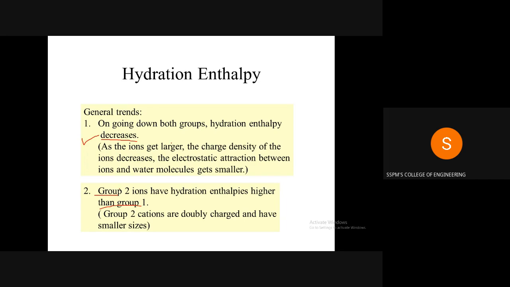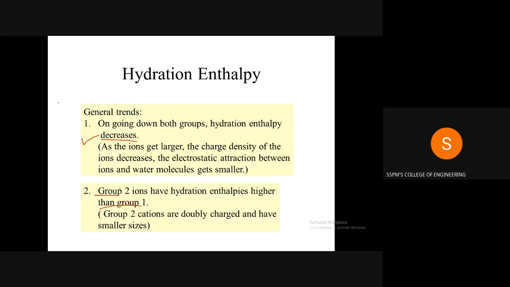As the ions get larger, the charge density of the ions decreases and the electrostatic attractions between these ions and water molecules get smaller. So atomic radii will increase down the group.